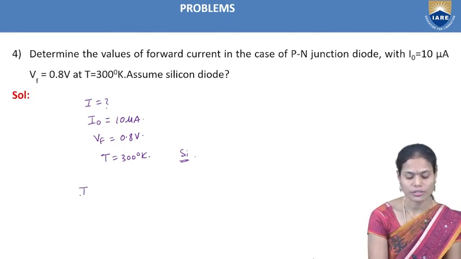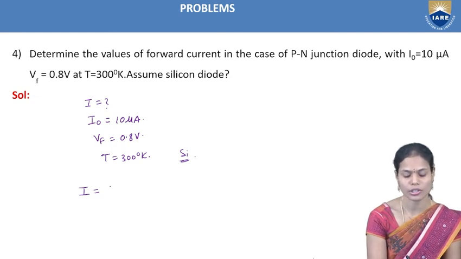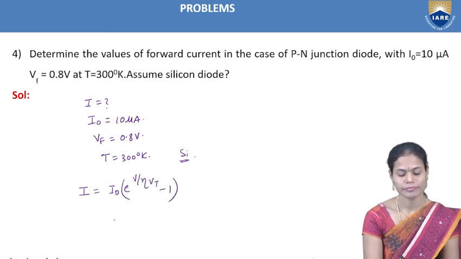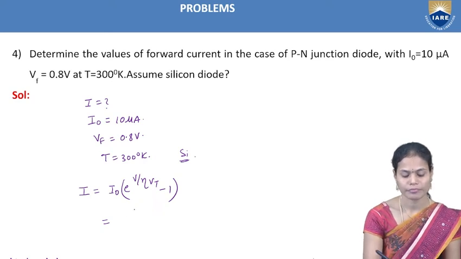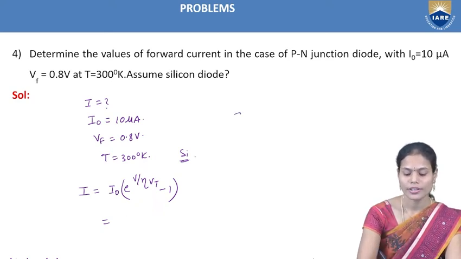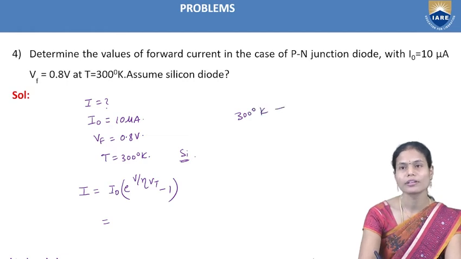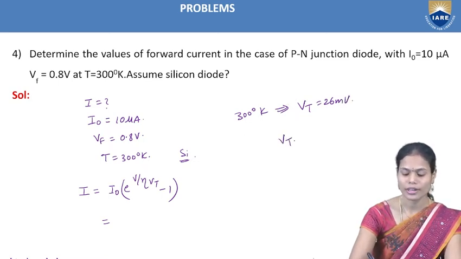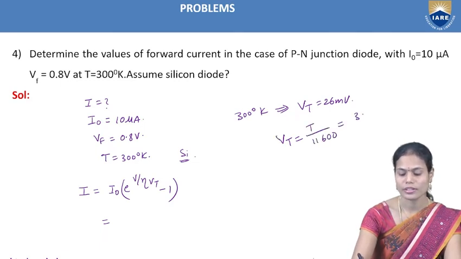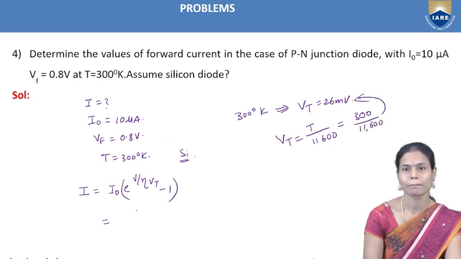So here the formula for finding the forward current is I equal to I naught into e power V by eta Vt minus 1. At 300 degrees Kelvin, the Vt we will get as 26 millivolts. In the previous problem also we derived it, or if you want to calculate again, the formula is T by 11,600, that is 300 divided by 11,600, and we will get 26 millivolts.